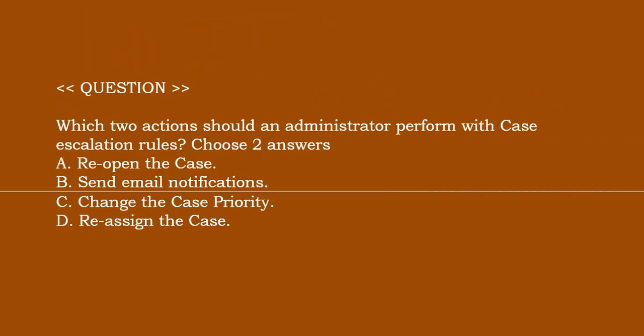Next one. Which two actions should an administrator perform with case escalation rule? Option A, reopen the case. Option B, send email notification. Option C, change the case priority. Option D, reassign the case. Correct answer is option B.